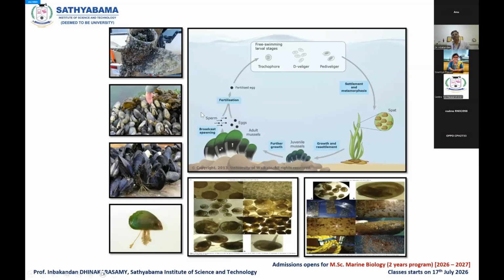They are also having a free swimming trochophore, veliger, pediveliger, as well as pad settlement. These pad are the metamorphosis stage where they search for a surface, and they come and settle on the surface and develop as an adult green mussel. And once adult green mussel settles on a surface, it is not easy to remove those mussel fouling.